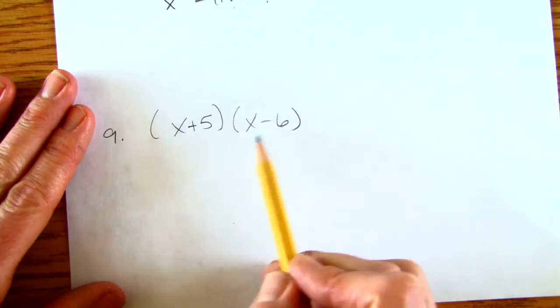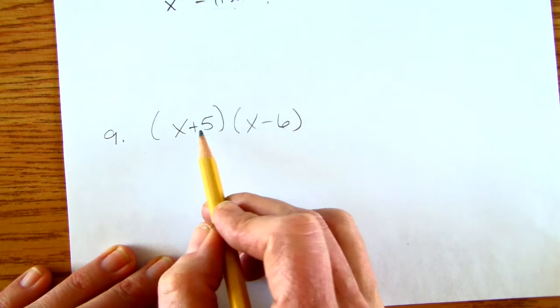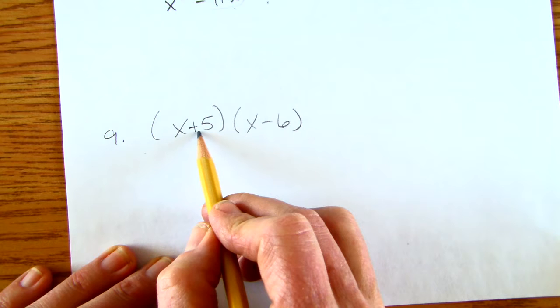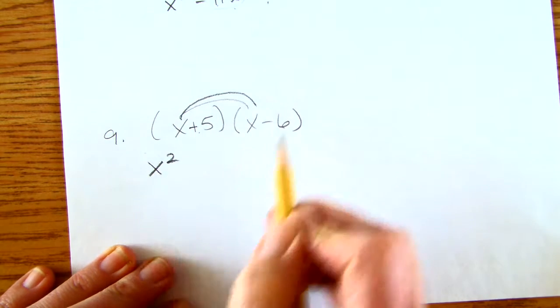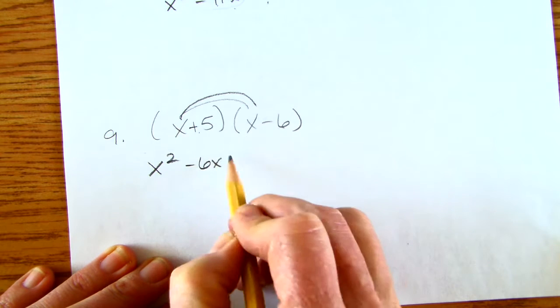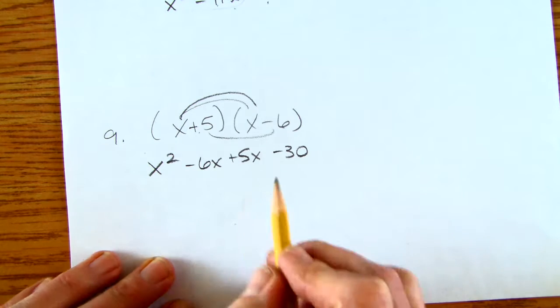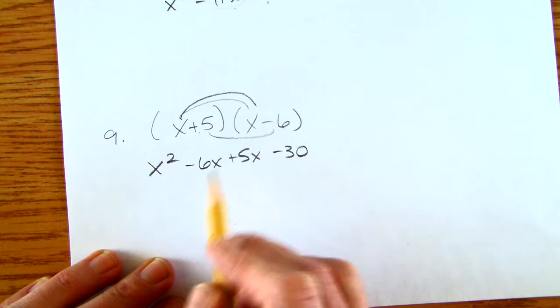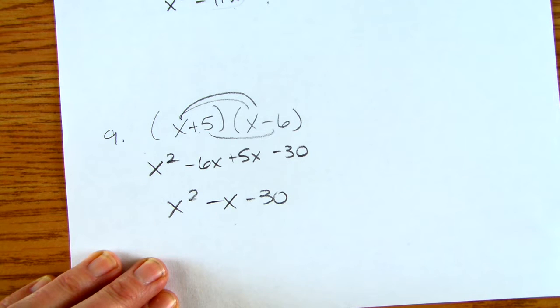And then finally, what if one of them is negative and one of them is positive? The 6 could be positive and the 5 could be negative, but I'm just going to give you one example of each. So x times x, x squared. X times negative 6, negative 6x. 5 times x, and then 5 times negative 6. Well, this time the 6 is negative, the 5 is positive, so I get x squared minus x minus 30.